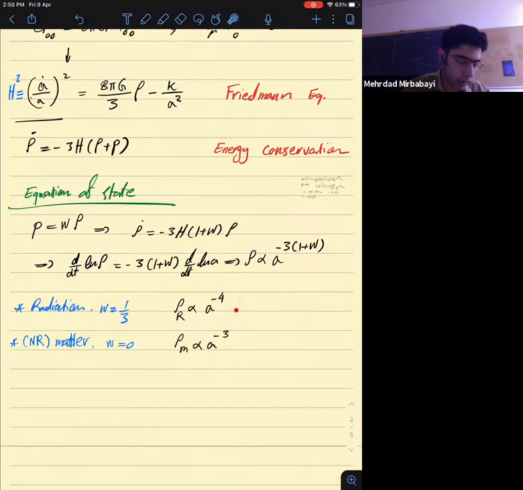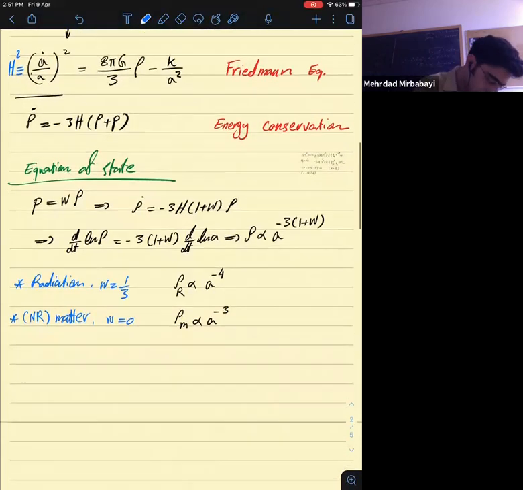Why is it going as A to the -4 for radiation? It's because of something that we will talk more about. It's because of the redshift. So if you have photons, as the universe expands, we have two effects. One is that the photons dilute, so we will have less of them per unit volume, but also their wavelength stretches with distance. So the frequency goes down by another factor of A. Therefore, we get 1/a to the 4th.